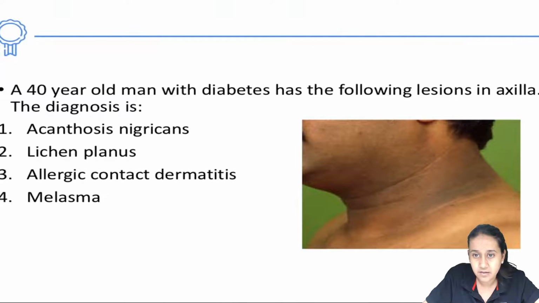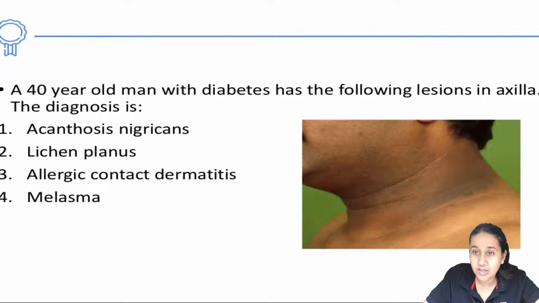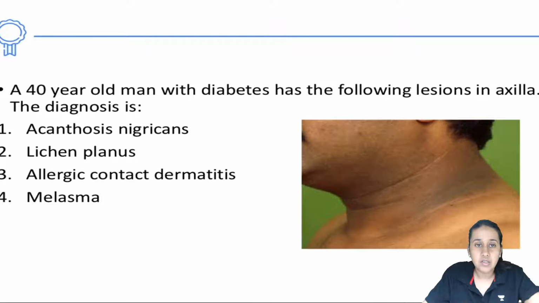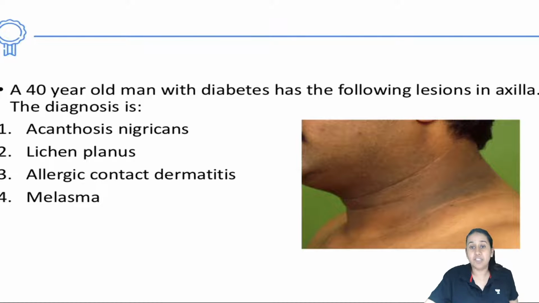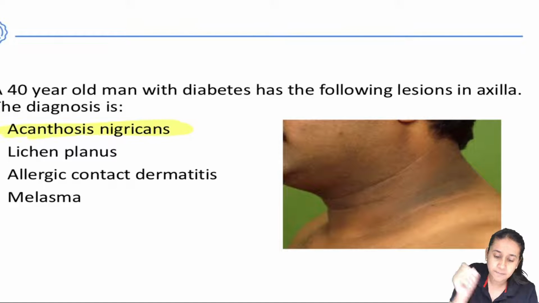Next, we recently got a question from the same topic. In 2022, we got a question from the same topic. A 40-year-old man with diabetes has the following lesions in the axilla and the neck. What is the diagnosis? Very similar lesion we got recently. So please remember, the correct answer of this question is: you have a hyperpigmented velvety plaque on the flexures in a patient with metabolic syndrome like diabetes, hyperlipidemia, very classical of acanthosis nigricans.